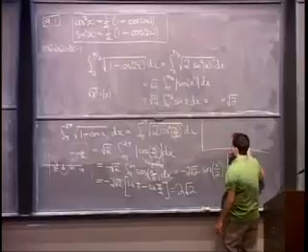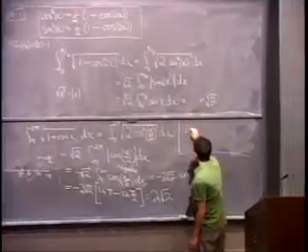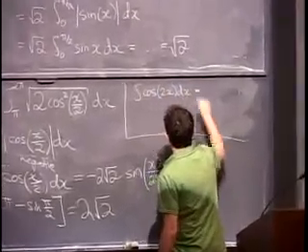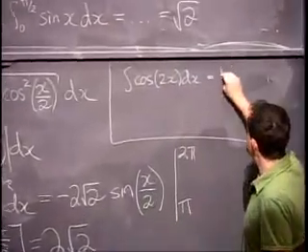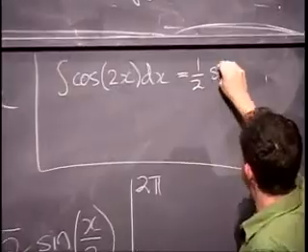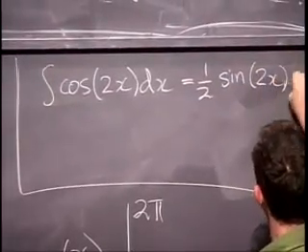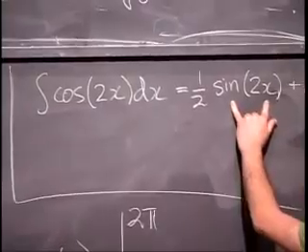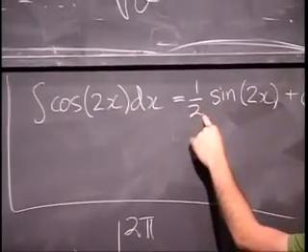So just look at these integrals here. What's the integral of cosine 2x? I claim that the answer is 1 half sine 2x plus c. Do you believe it? Differentiate this. Sine 2x. 2 pops out and kills that.